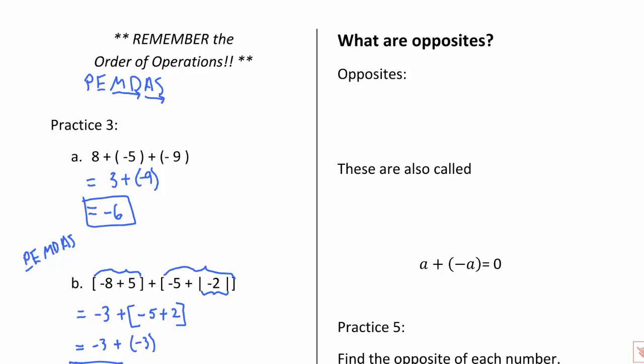Hello, this is video 5 for section 1.5 of Math 0302 Beginning Algebra. We're going to start with where it says, what are opposites?